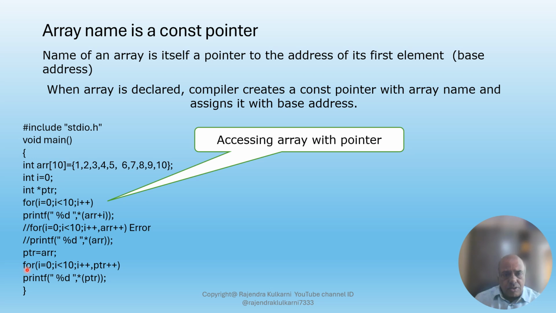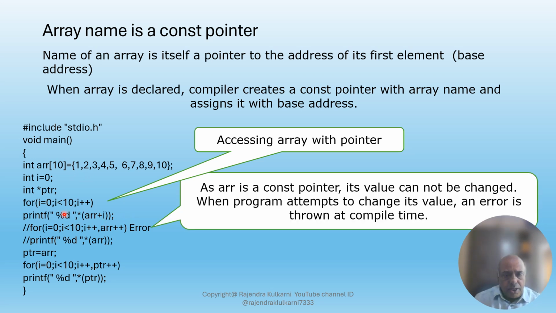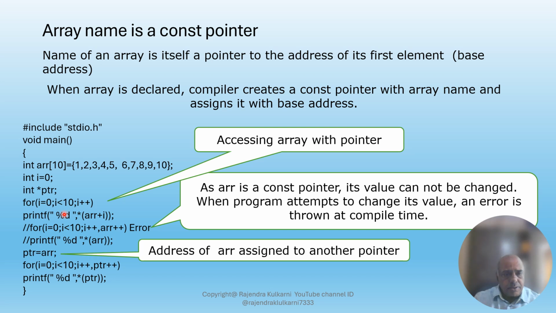So star of arr plus i, this expression accesses the value of elements stored in array arr using the pointer notation. As arr is a const pointer, its value cannot be changed. When the program attempts to change its value, an error is thrown by the compiler at compile time itself. The program will never get compiled.